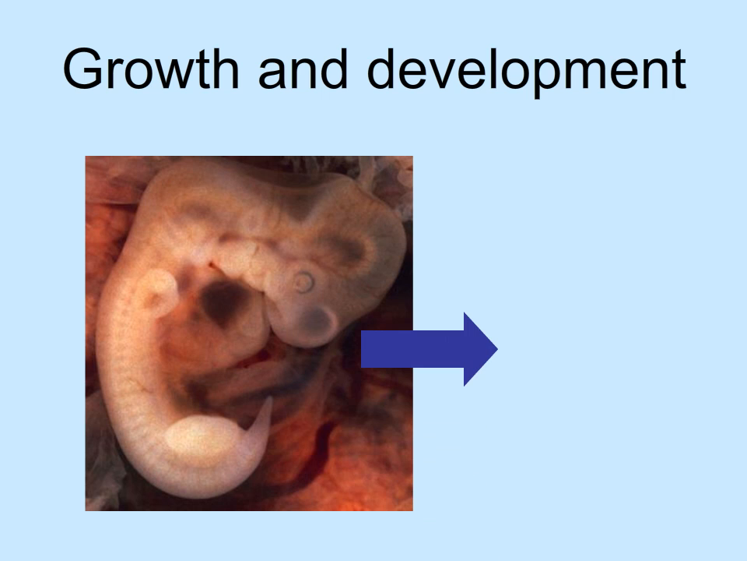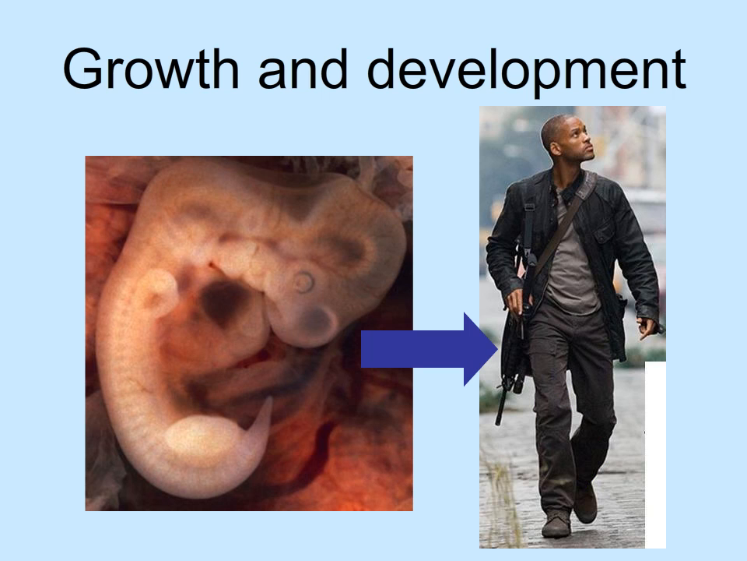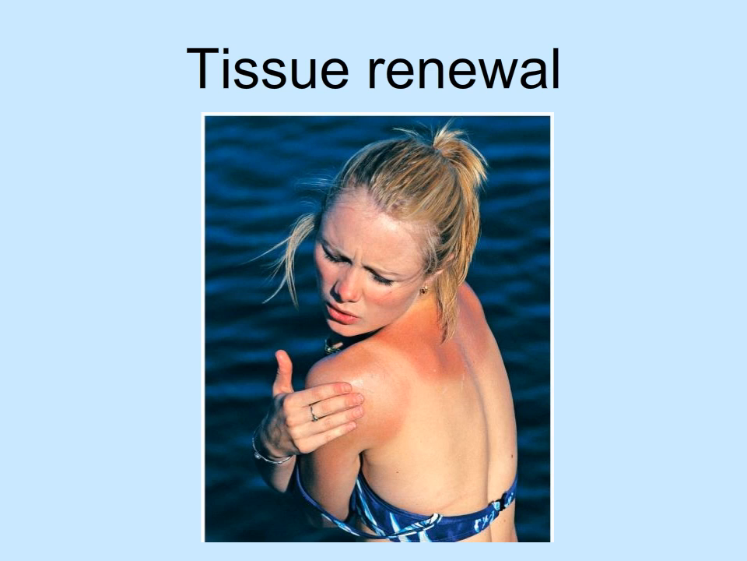Growth and development. This 4-week-old human fetus will grow hundreds of times in size. Cells in the fetus will also need to differentiate into specialized cells, such as muscle and nerve cells, to produce a fully functioning human. And tissue renewal.